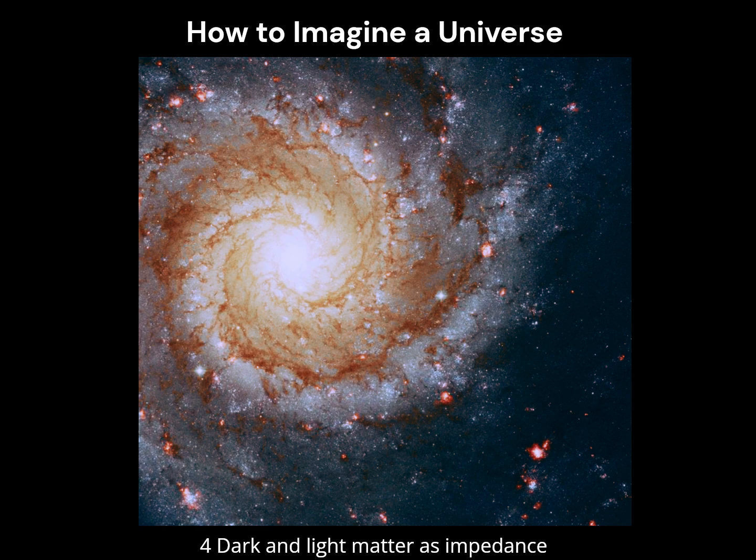waves. 4. Dark and light matter as impedance. The relationship between dark and light matter is reframed through impedance. Dark matter acts as a form of resistance, shaping the pathways of visible matter and gravitational waves. Without impedance, energy would disperse uniformly, and no structures, like stars, planets, or galaxies, could form. Impedance creates form and function in the cosmos by providing a medium through which energy and matter interact.